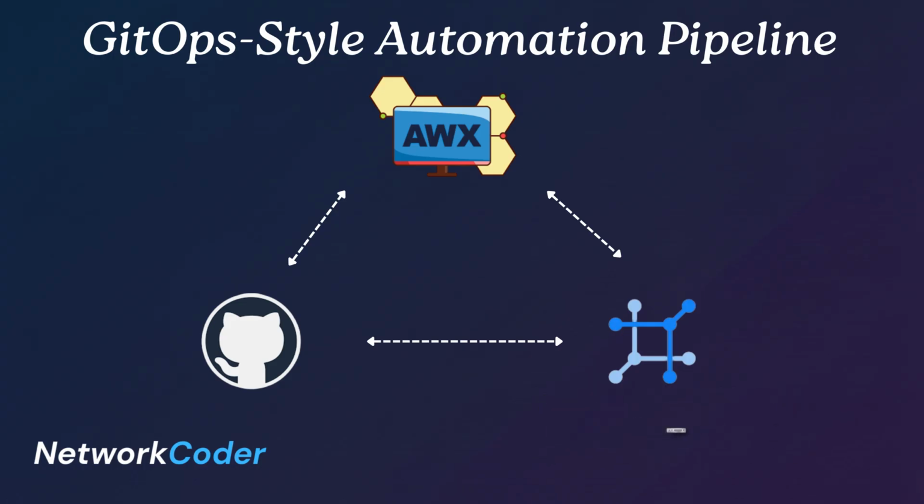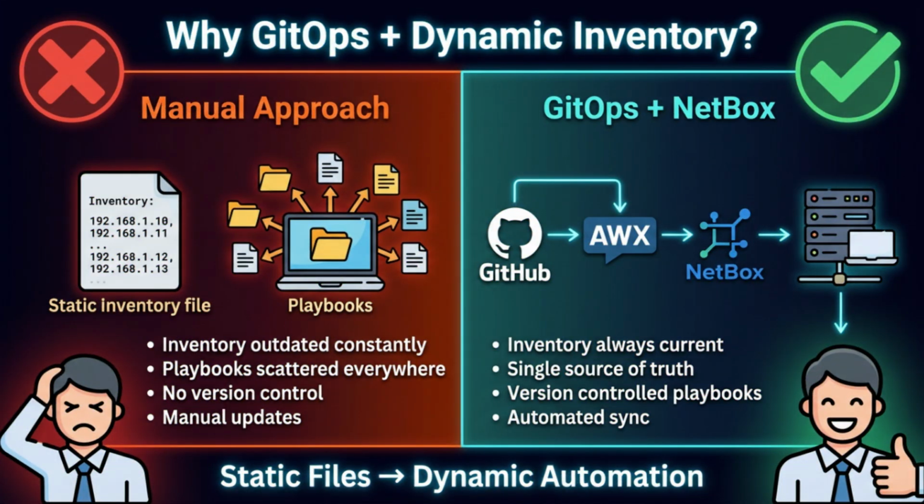So let's dive in. Alright, before we start building, let me show you why this approach changes everything. On the left side, the old way: static inventory file with hard-coded IPs. Playbooks scattered across different machines, no version control. Every time a device changes, someone manually edits the files. It doesn't scale. It's error prone and frustrating.